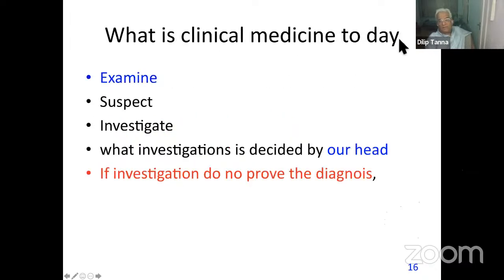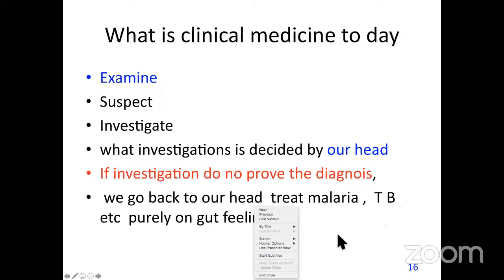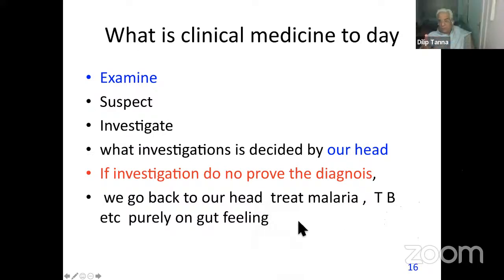What is clinical medicine today? Examine, suspect, investigate. What investigation is decided by our head? If investigations do not prove the diagnosis, we go back to our head, treat malaria, TB, etc. We are only on a gut feeling. So examination, now today, in the Bombay setup where I am working, non-traumatic issues, when the patient comes, they come so very early, like a disc or an AVN or anything. There may not be any findings at all. So it is the level at which we see the patient quite often.